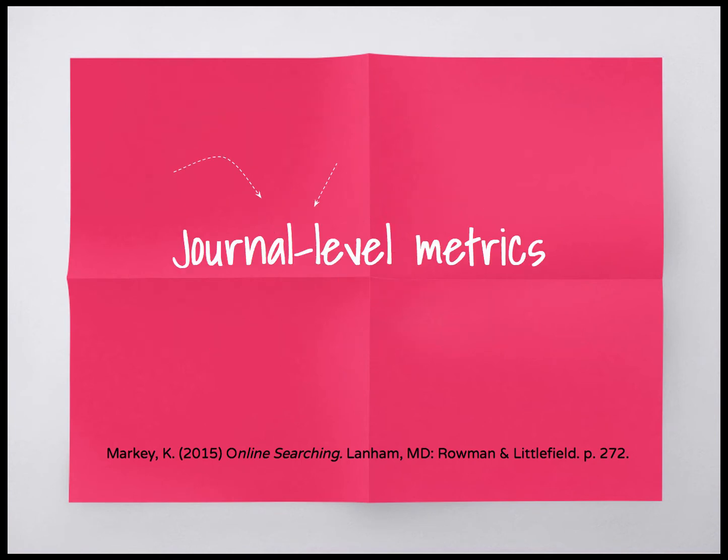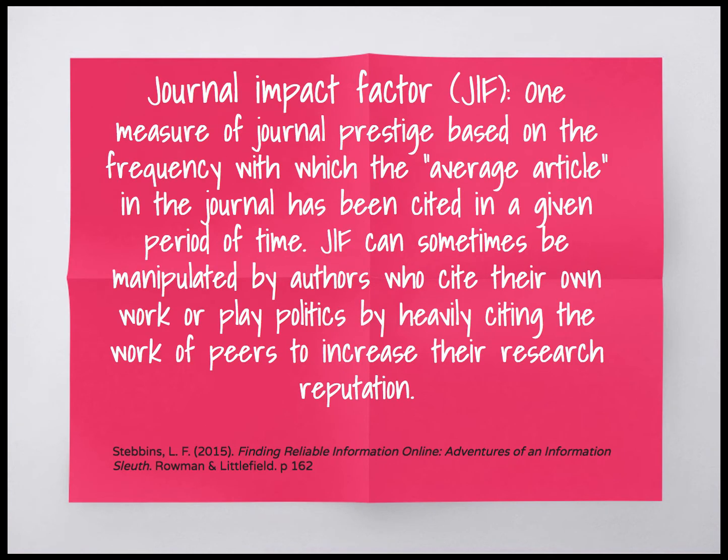There are also journal level metrics. There's the journal impact factor, or JIF, and it's one measure of journal prestige based on the frequency with which the average article in the journal has been cited in a given period of time. JIF can sometimes be manipulated by authors who cite their own work or play politics by heavily citing the work of peers to increase their research reputation.